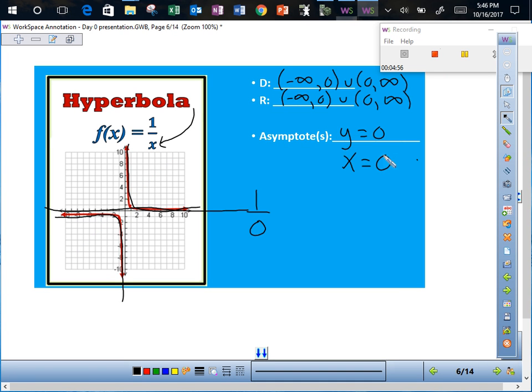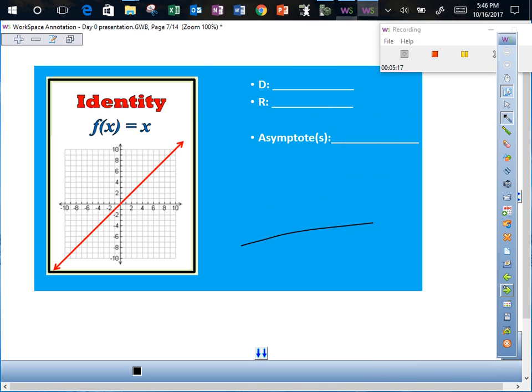Now, this graph is not continuous. Continuous means you can draw it without ever picking up your pencil. This one, you draw a piece, you have to pick up your pencil and do the next one. So that's what we mean when we say continuous.